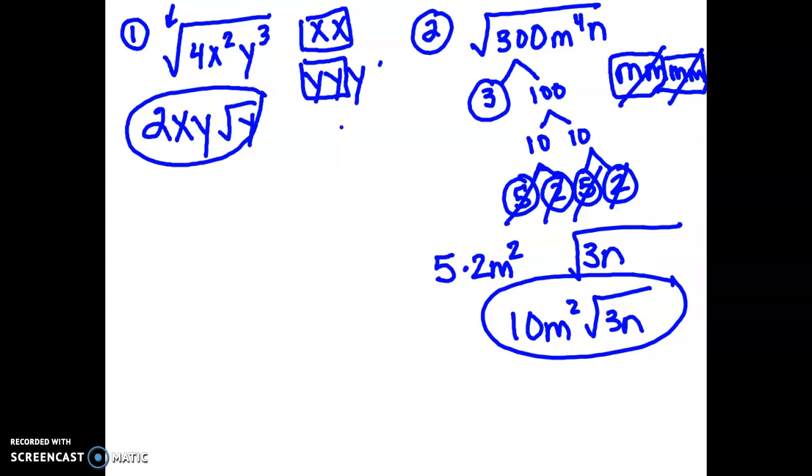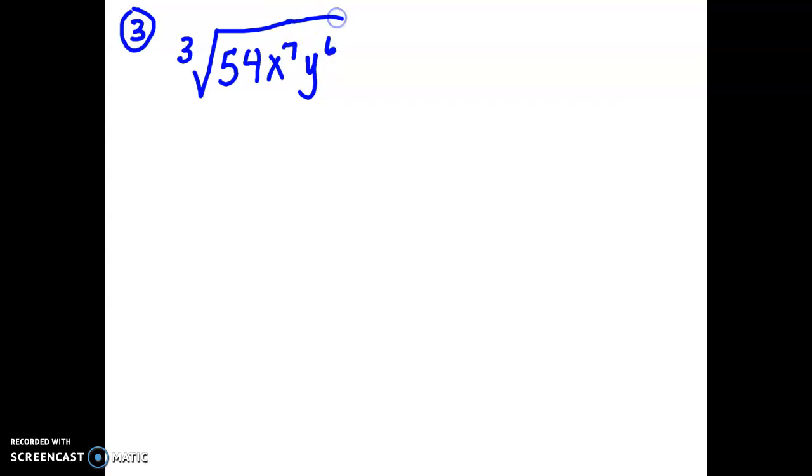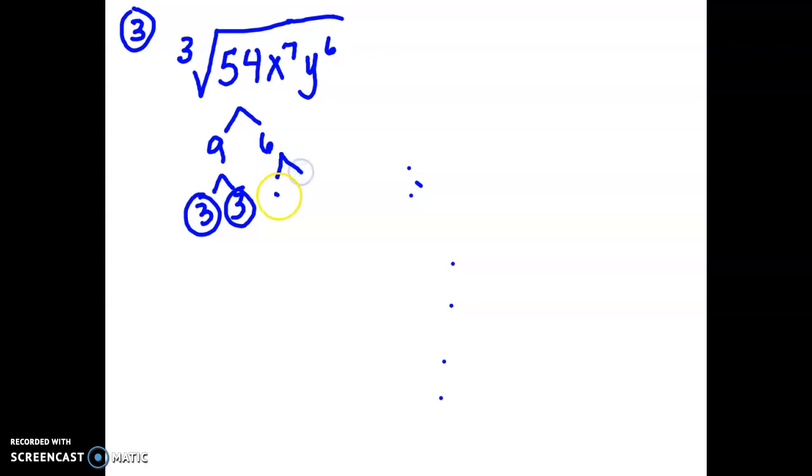Now moving on, we've got number 3. Number 3 has an index of 3, so it's not going to be the square root, it's actually the cube root that we're looking for. We're going to start with the coefficient piece, which is the 54. Let's multiply 9 times 6. And 9, we can do 3 times 3. Let's circle those because they're both prime. And then 6 is 3 times 2.